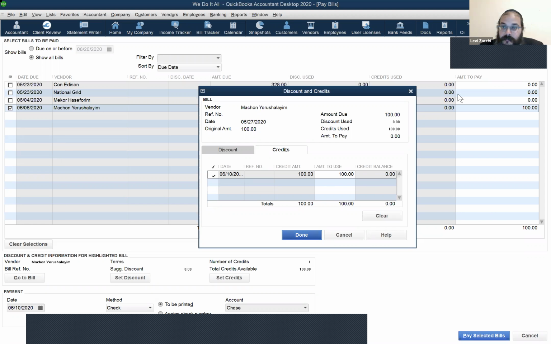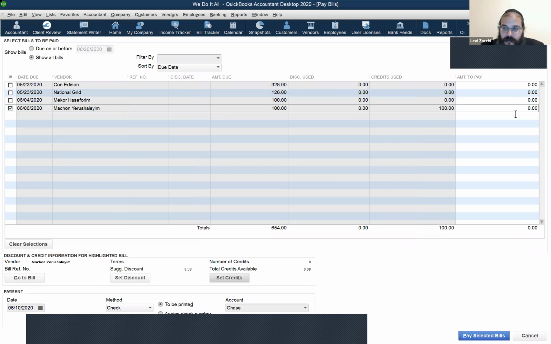And now the amount to pay, I'm actually paying not zero. I'm taking the amount which is due, 100, with no discount. I'm using a credit of $100 and I'm paying nothing out of my bank today. Not going to increase my overdraft. The fact that it's 835 is because I already wrote the check. I wrote the check. Now I'm just using a credit. So I pay selected bills.